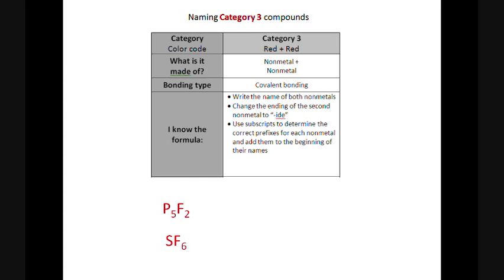Here are 2 examples. Let's start with P5F2. Step 1. We write phosphorus for P and fluorine for F. Step 2. Fluorine becomes fluoride. And step 3, this is the new step, we go to look at the subscripts in the formula that we were given. P5 means there are 5 phosphorus atoms, and F2 means there are 2 fluorine atoms.